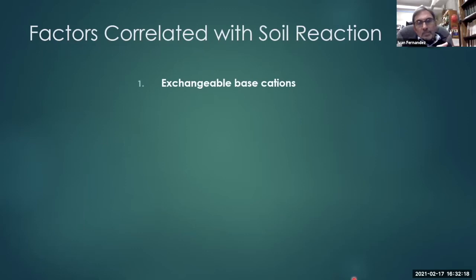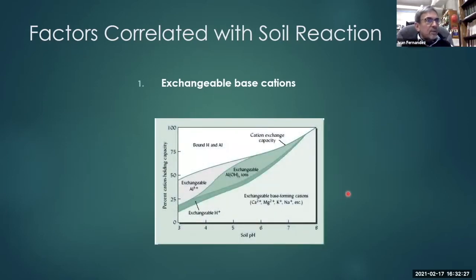So number one is pH is highly correlated or related to exchangeable base cations. And this figure here, it's a little busy, but bear with me. Here's soil pH along the x-axis, the bottom here. And this is the percent of the cation holding capacity. If you know what cation exchange capacity is, it's the percent of the CEC. But it's basically the percent of how many of these sort of loosely held cations are occupied by these different constituents on the soil.